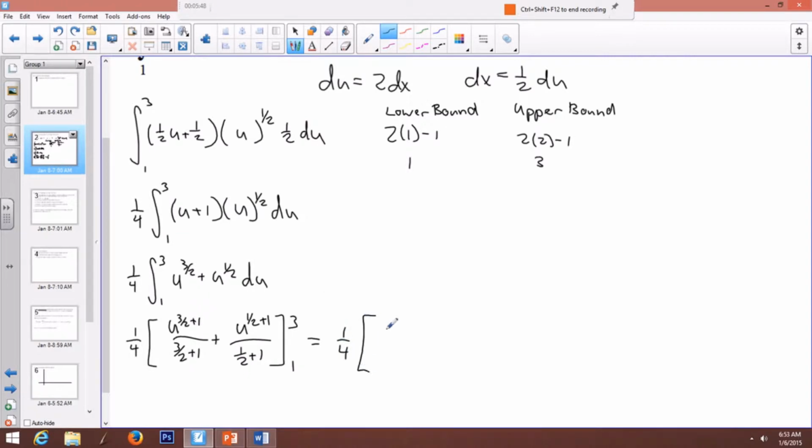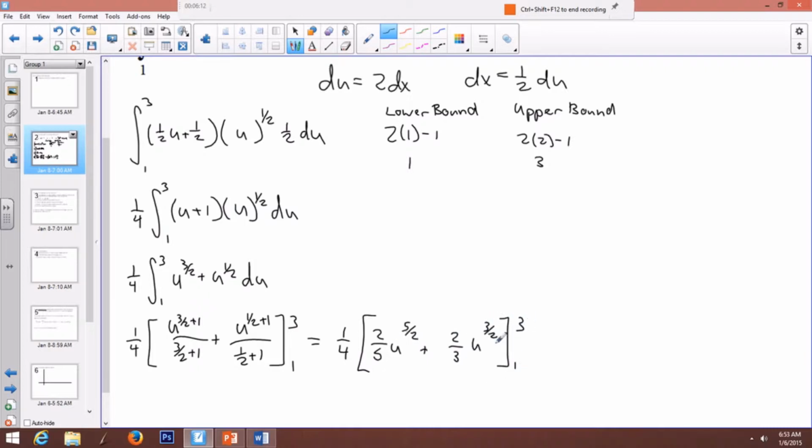1/4. And this is going to be 3/2 plus 1. 3/2 plus 2/2 is 5/2. We're dividing, so we flip it. 2/5 u to the 5/2 plus 1/2 plus 2/2 is 3/2. Since we're dividing, we flip it. 2/3 u to the 3/2 evaluated from 1 to 3.